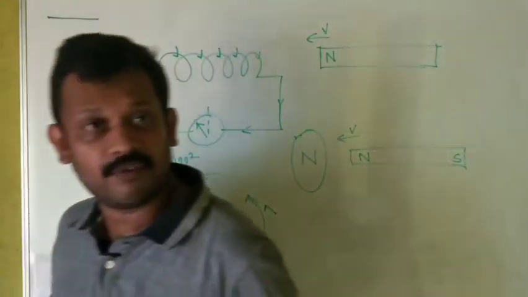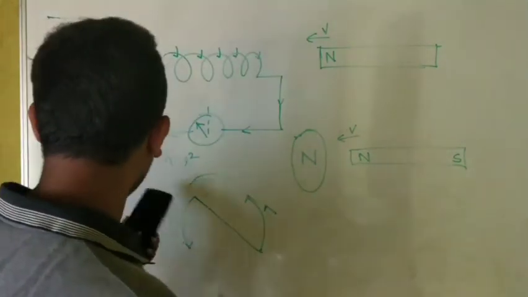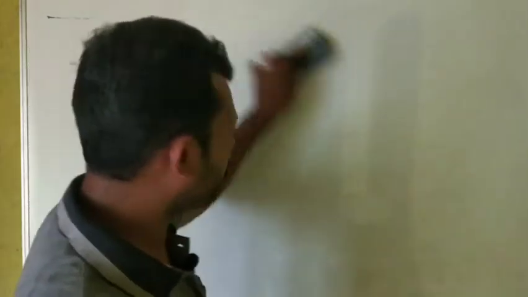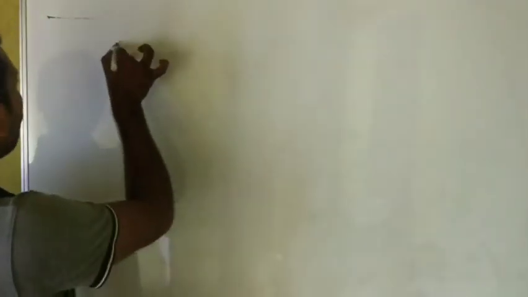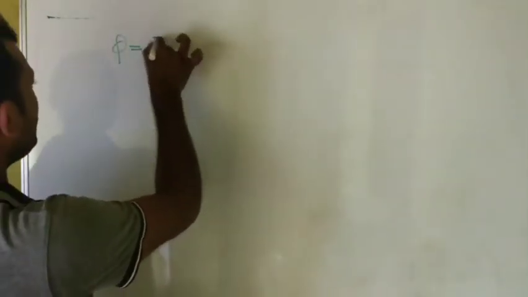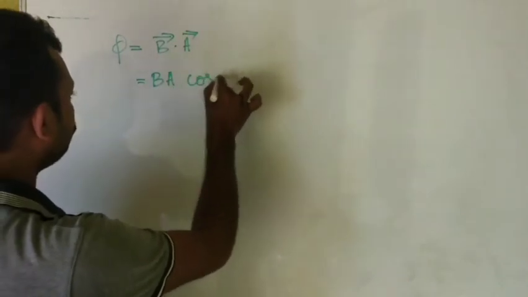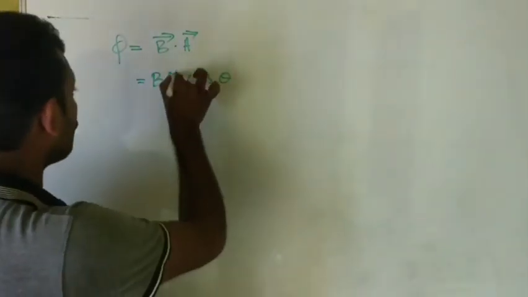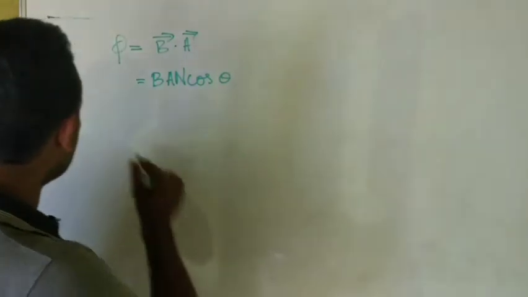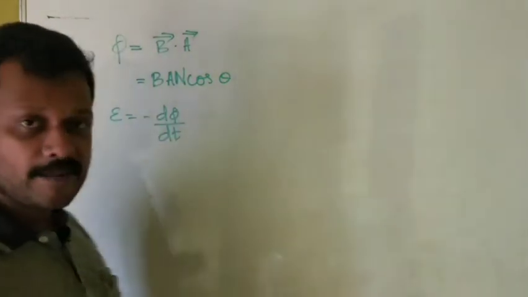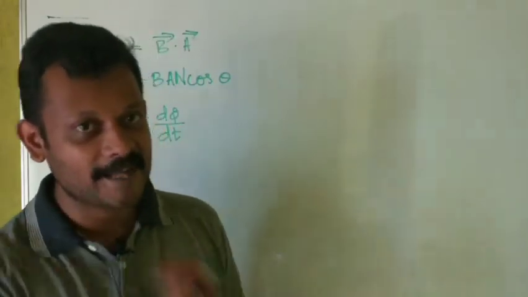Now we have to see in what all ways EMF can be induced in a coil. The method of inducing EMF in a coil. So we have got the formula for magnetic flux phi is equal to B dot A, or this is equal to BA cos theta. If the coil has N turns, one has to say BAN cos theta. Now induced EMF epsilon is equal to minus d phi by dt.